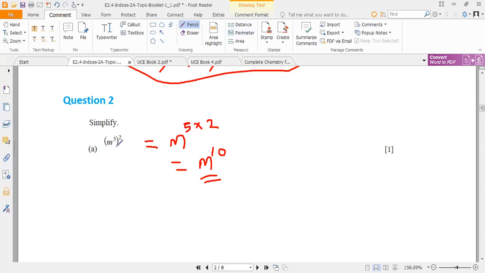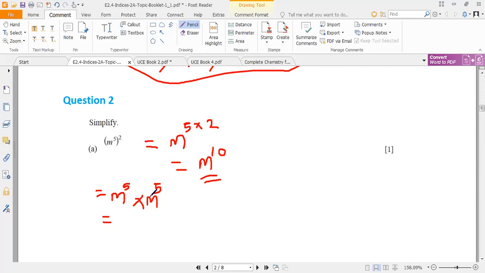But if you use the other way, which most of you like using, any number squared means you multiply that number twice. So if it is m power 5 squared, then you multiply m power 5 twice. If I use the other long formula, which I'm trying to help you avoid, it will be the same as m power 5 multiplied by m power 5.